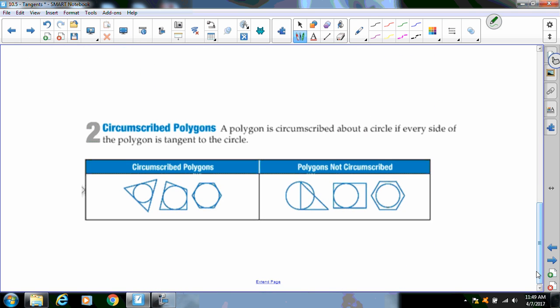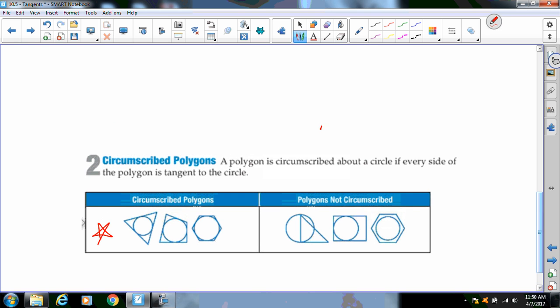Now, at the bottom of your notes, this is an example where it's showing you pictures where a polygon would be circumscribed about a circle. And it's only circumscribed if every side of the polygon is tangent to the circle. So if you look at these pictures, notice every side in this box here is going to be tangent to the circle. So here's something I want to point out to you.